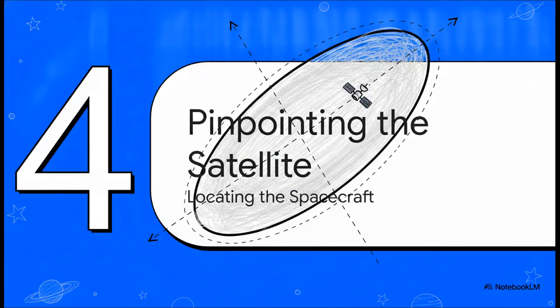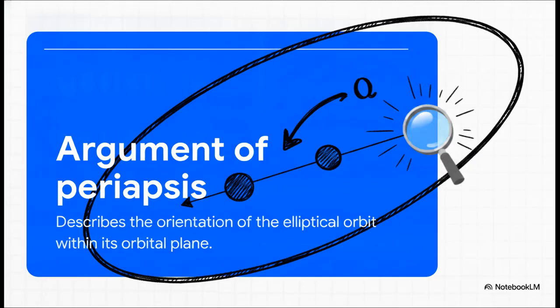Okay, part 4, pinpointing the satellite. Time to locate the spacecraft. Our 3D plane is perfectly positioned in space. Now, we just need to orient our ellipse inside that plane. Enter our fifth element, the argument of periapsis, or lowercase omega. Remember, every elliptical orbit has a closest point to Earth, called the periapsis, or perigee if we're talking about Earth. While RAAN positions the entire plane, the argument of periapsis rotates our specific elliptical shape within that very plane. It's the angle measured from the ascending node along the orbit path right to the periapsis. In plain English, it tells us exactly where the lowest point of the orbit is physically located.